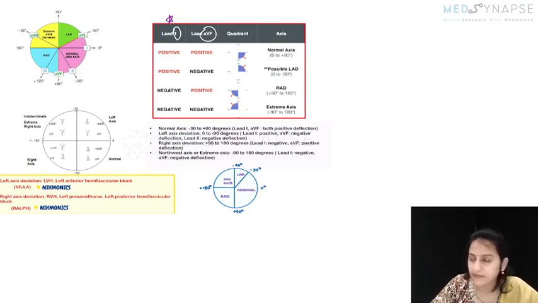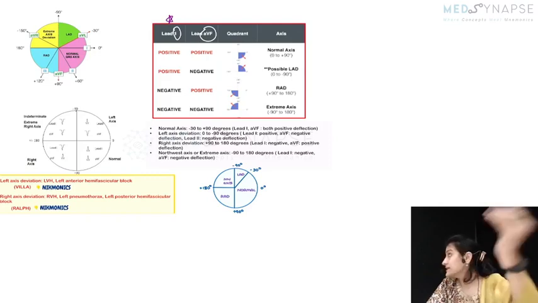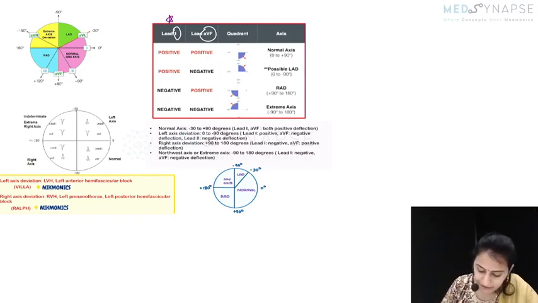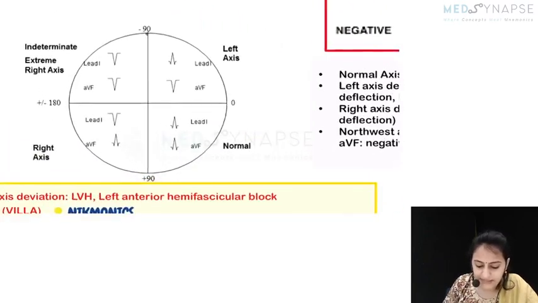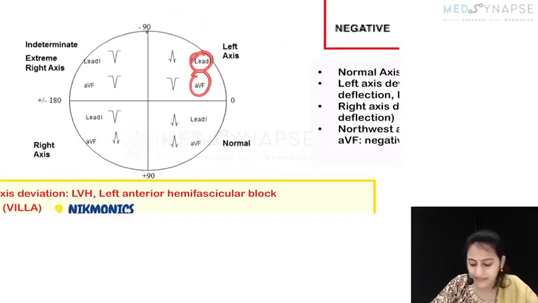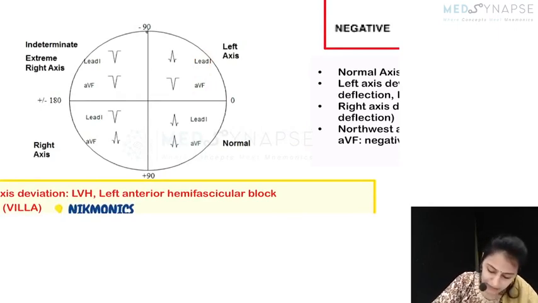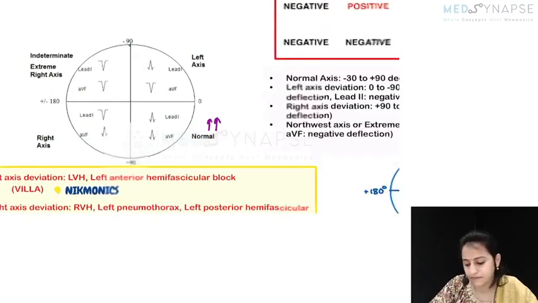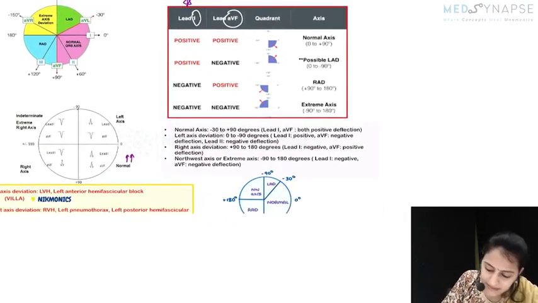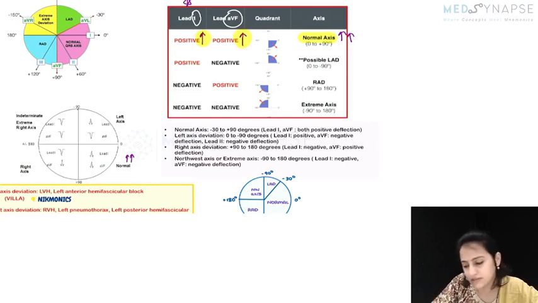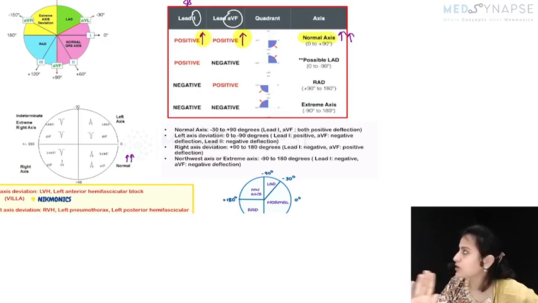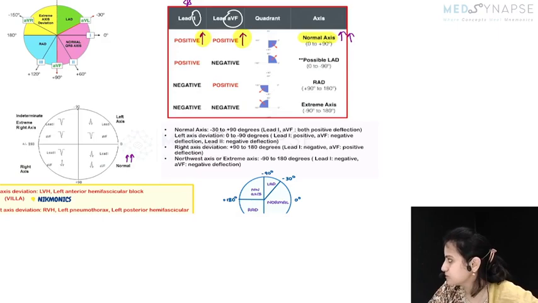Normal axis, where should be the lead 1 and the lead aVF? So if you have a look at the ECG, you look at lead 1 and you look at lead aVF. Normal means both are upgoing. Normal axis is both upgoing, that is both positive. So remember that normal is being positive everywhere. So lead 1 is positive and aVF is also positive.